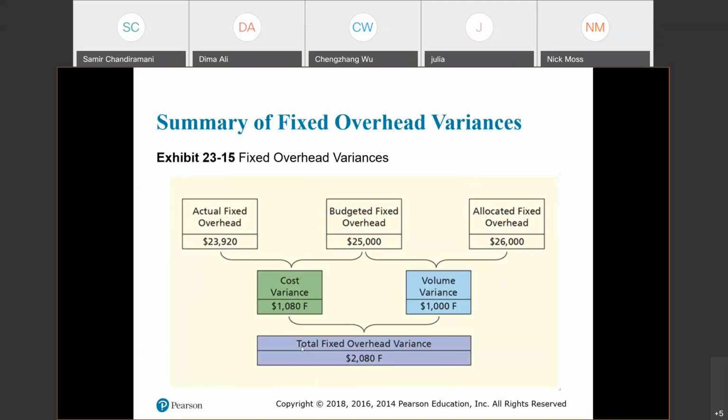So finally, we can see this summary of total fixed overhead variance. It is composed of two components. First is cost variance, and the second is volume variance.